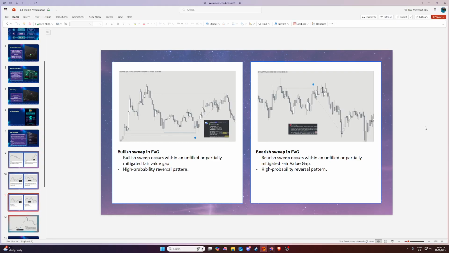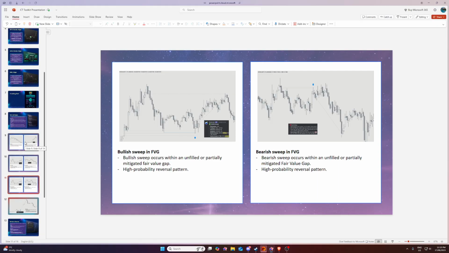And then we have bullish sweep in FVG and bearish sweep in FVG, and it's basically a slightly more powerful model in terms of having an additional confluence of the sweep occurring within a fair value gap. We understand that a fair value gap can be seen as a sort of support or resistance zone. So when a sweep lines up with this fair value gap, it provides a higher probability of a reversal. You can see in these two examples here.